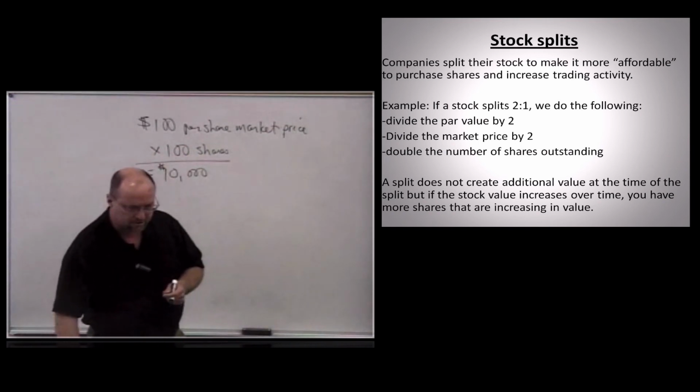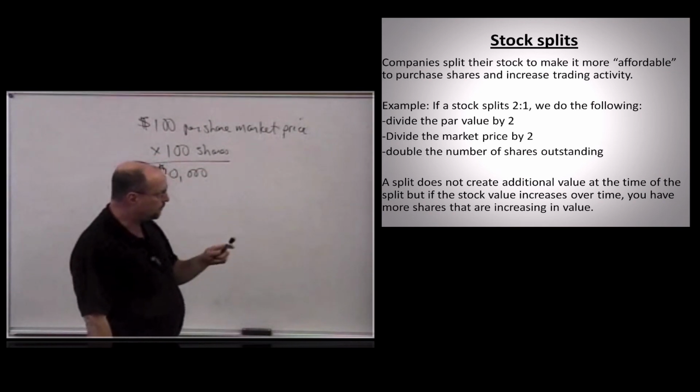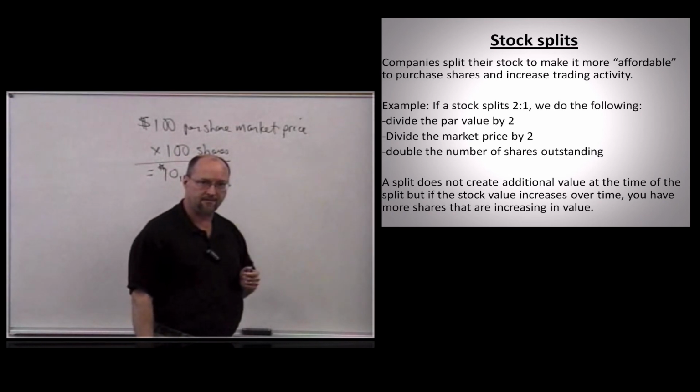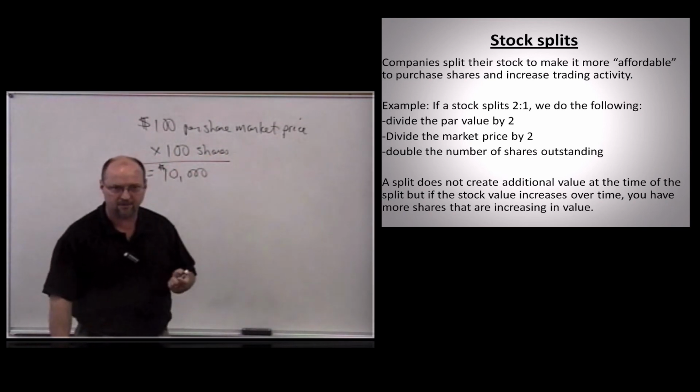Okay? And so you simply know there's no journal entry for a stock split. Simply on a 2-for-1 split, cut the par value in half, cut the market price in half, and double the number of shares. If it was 4-for-1 or 5-for-1, instead of using 2, use the numbers 4 or 5. Very simple.